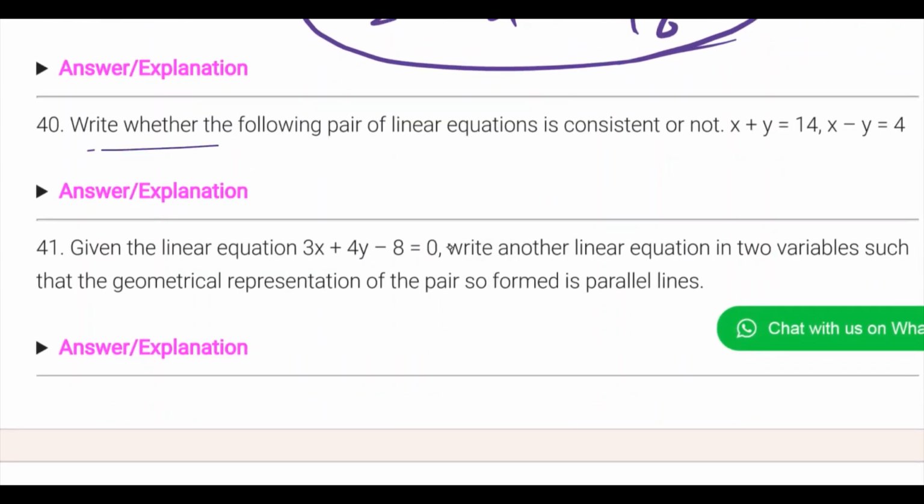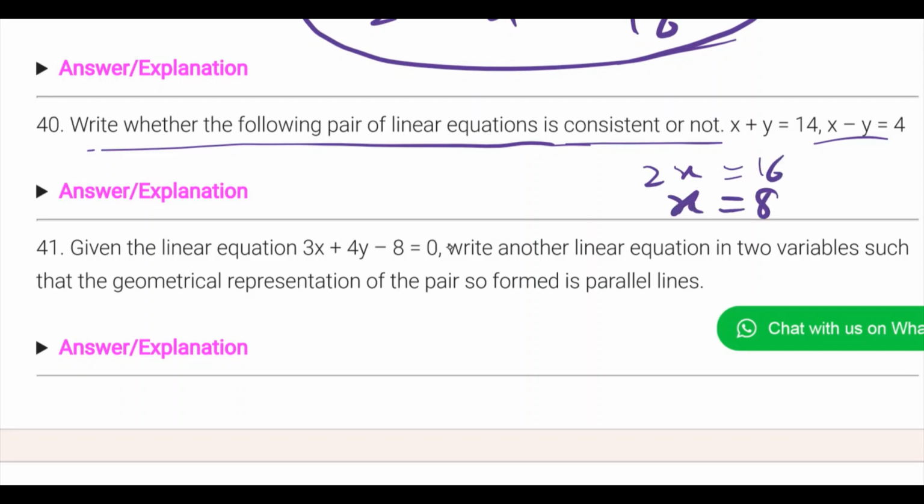Write whether the following pair of linear equations is consistent or not. x plus y equals 14, x minus y equals 4. So we have the unique solution. If you add these two, 2x equals 16, x equals 8. So it's a unique solution. So the system of equations is consistent.